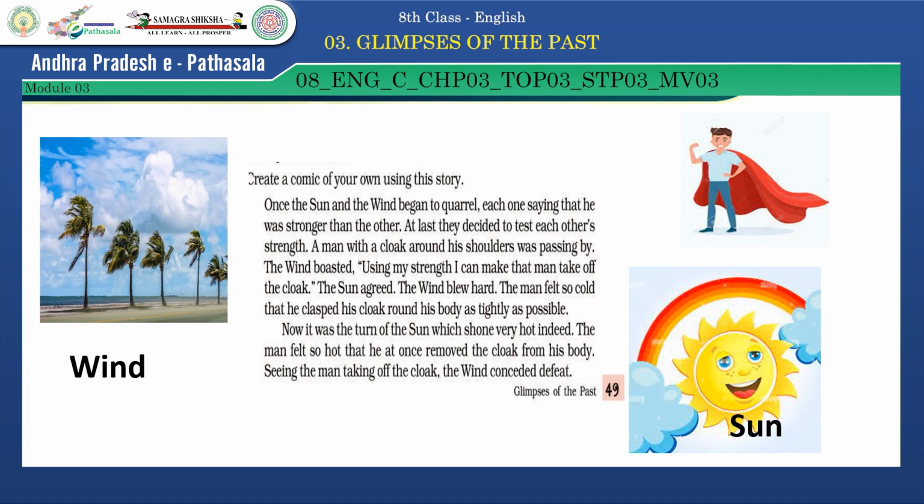Students, on page number 49 of your English reader, you have a writing exercise. Create a comic of your own using this story. So here this story is a quarrel between the wind and the sun. So watch the video and then write a comic of your own. I will see this work in the next class.